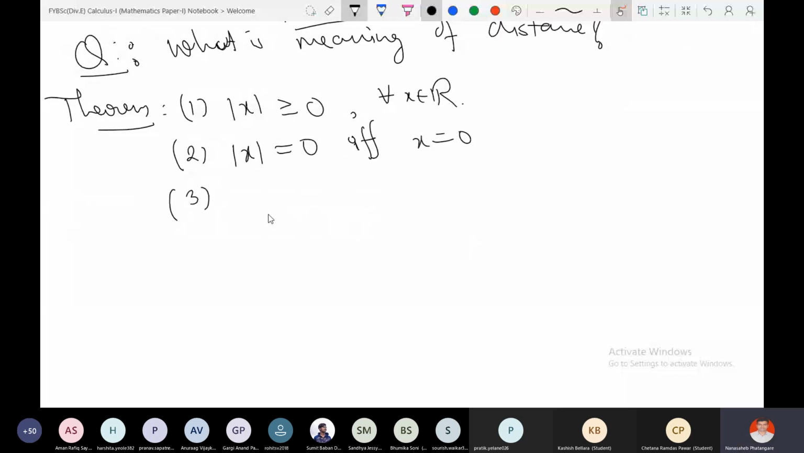Now the third point. What is one more property which you should remember? The absolute value of x square is just x square. Do you understand this? The absolute value of x square is just x square. Or let me, before this, the absolute value of a into b is the absolute value of a into the absolute value of b. Right.